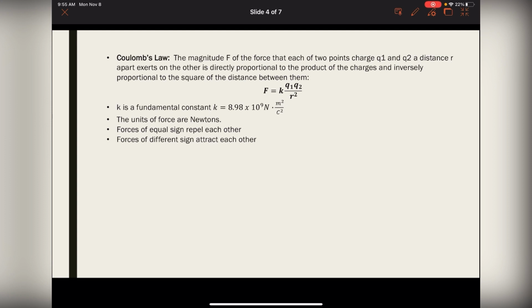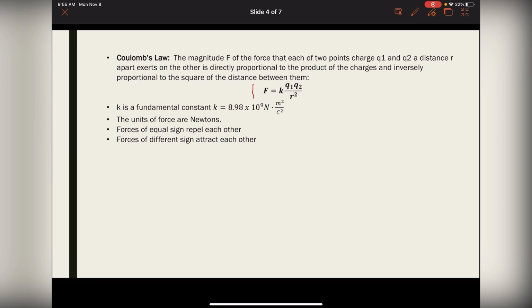So now we have the definition of Coulomb's law. Coulomb's law states that the magnitude F of the force that each of the point charges Q1 and Q2 at distance R apart exerts on the other is directly proportional to the product of the charges and inversely proportional to the square of the distance between them. In simple words, the force of attraction or repulsion acting along a straight line between two electric charges is directly proportional to the product of the charges and inversely proportional to the square of the distance between them.